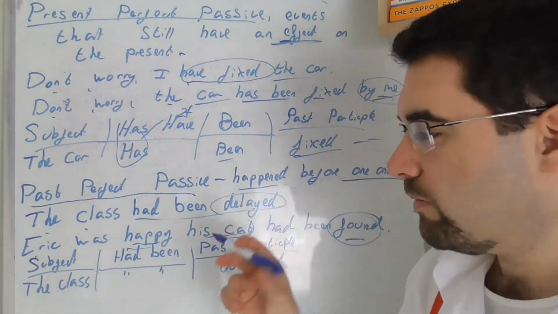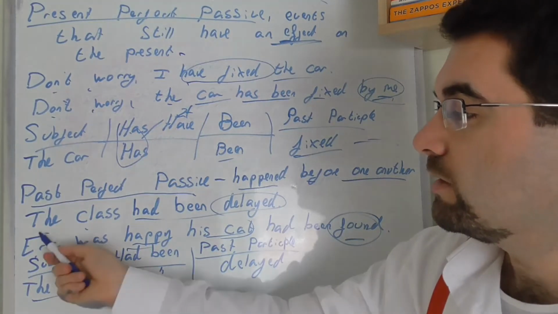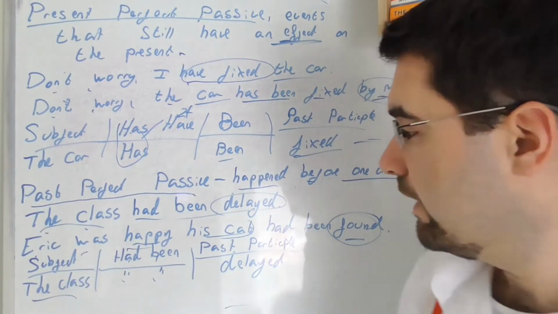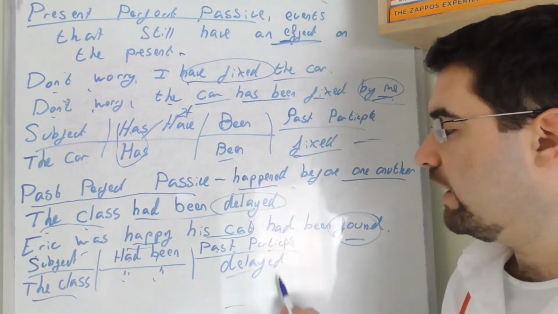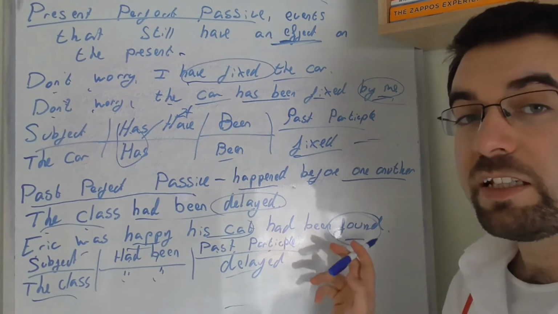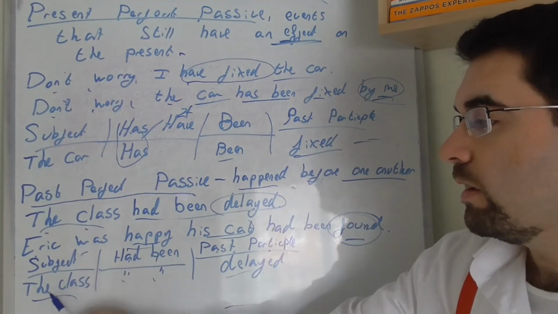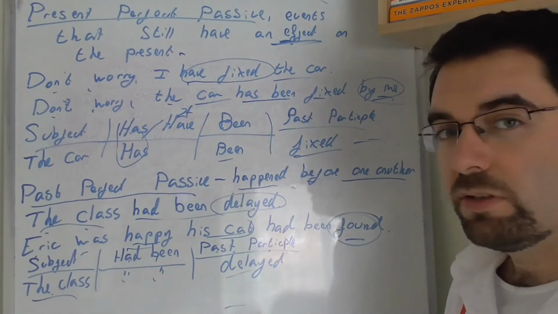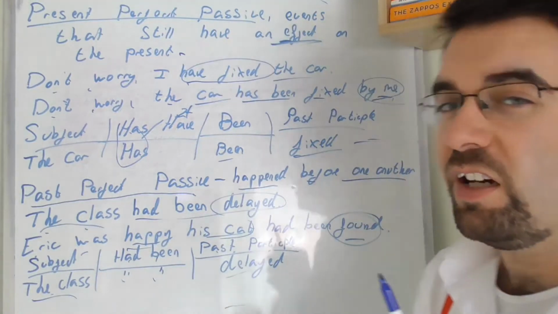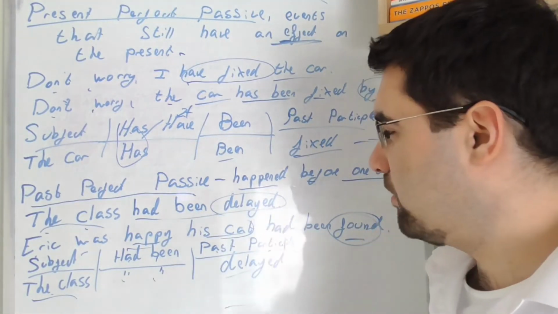Interesting. Let's look at the sentence as well. Subject, the class had been, past participle, delayed. Eric, his cat, had been lost. Or in this case, found, but had been lost. The cat had been found. He was lost at one point in the past. Now he's been found. Very happy cat, isn't it?